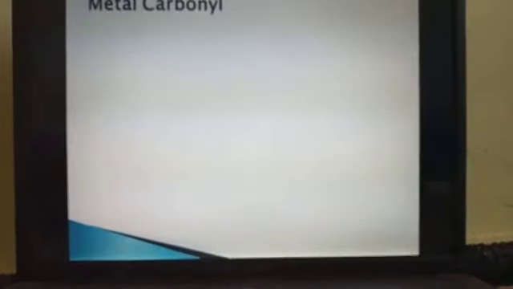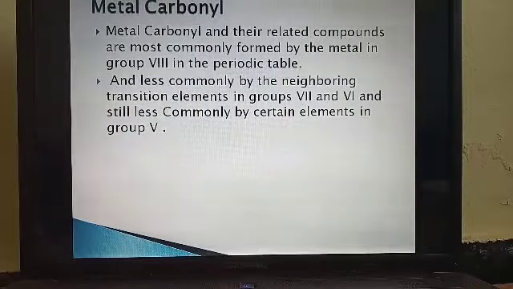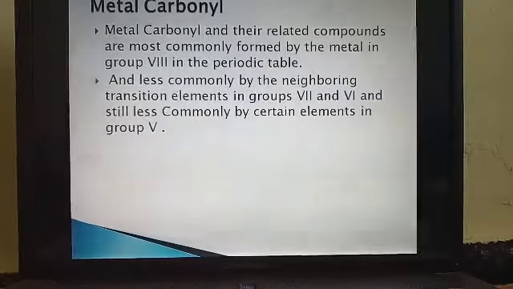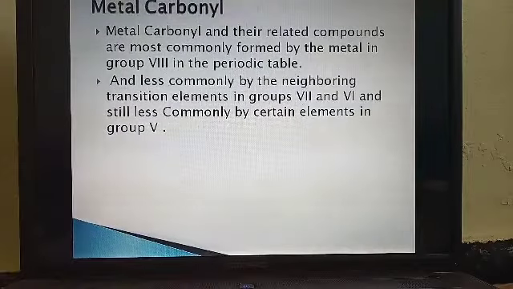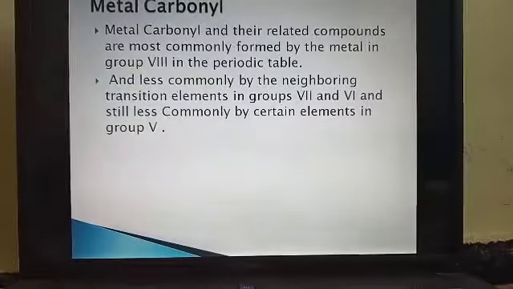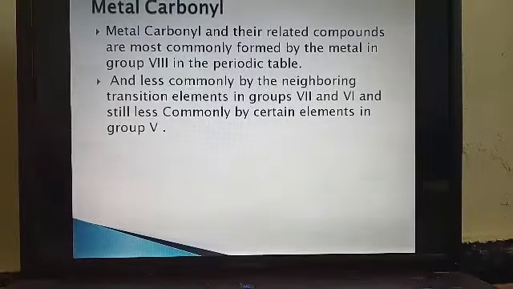So next topic is on metallocarbonyls. So metallocarbonyls and the related compounds are most commonly formed by the metals in group 8 in the periodic table, and less commonly by the neighboring transition elements like in group 7 and 6, and still less commonly by certain elements in group 5 of the periodic table.